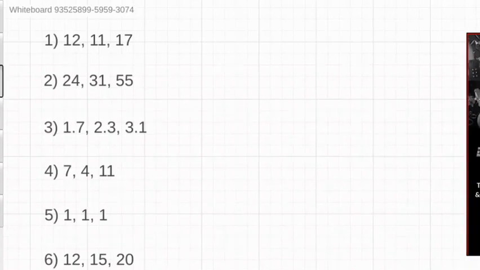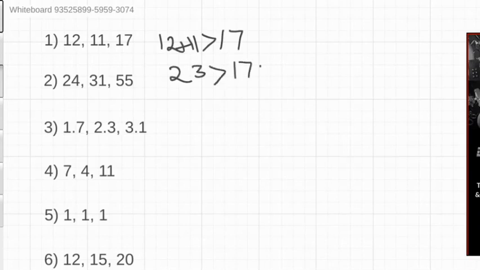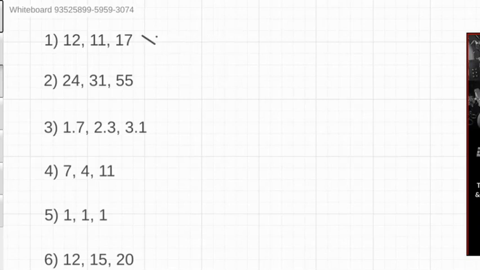Alright, so let's do some examples. Is it possible to draw a triangle with the following sides? So remember, we have to add our two smaller sides to be bigger than our biggest side. So our two smaller sides are 12 and 11. We need to add those up and see if they are greater than 17, which is our biggest side. So 12 plus 11 is greater than 17 is our little equation. 12 plus 11 is 23. Is 23 greater than 17? Yes, it is. So our answer would be yes, they can make a triangle.